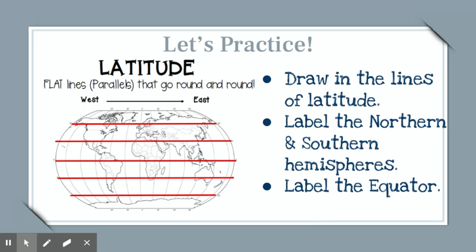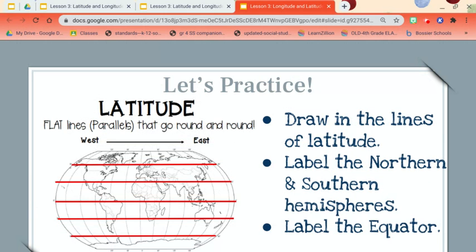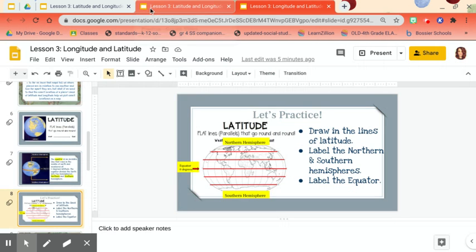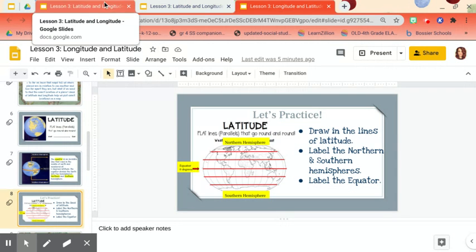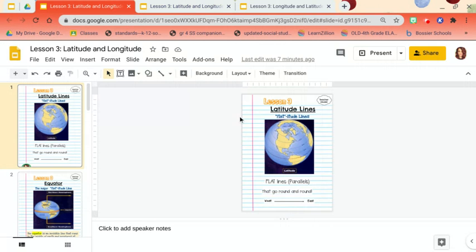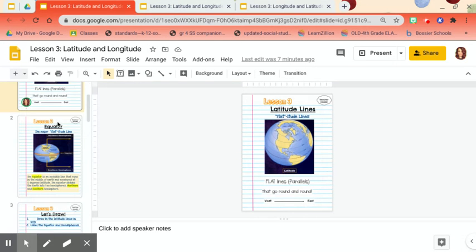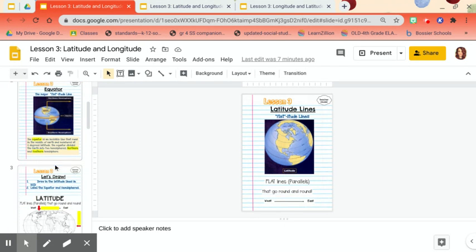So let's practice. We're going to go to our student work page, and we're going to try to draw in the lines of latitude. We're going to label the northern and southern hemispheres and label the line of the 0 degrees latitude of the equator. So let me pull up our student work pages, and as you see, it still has our instructions for today.